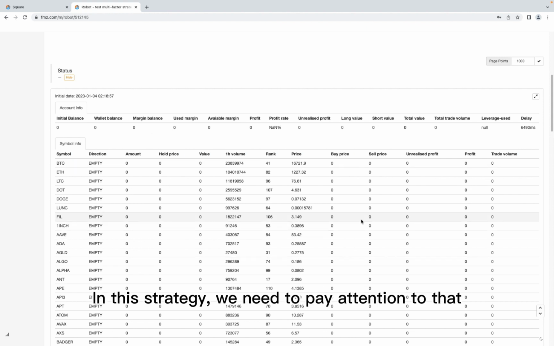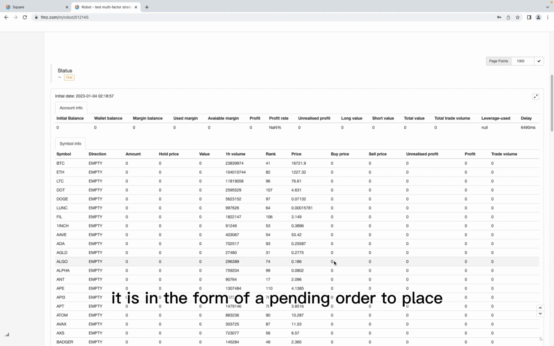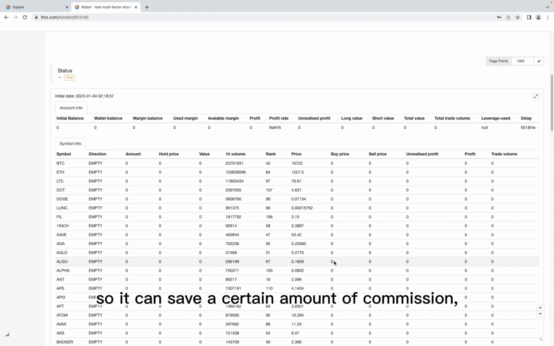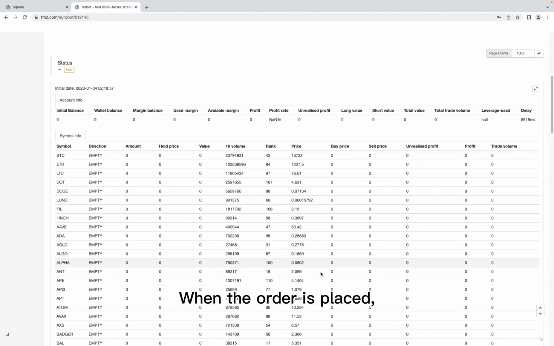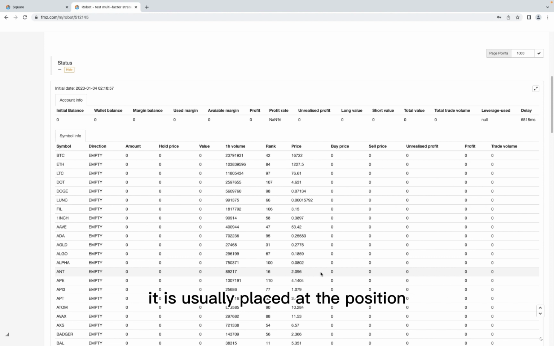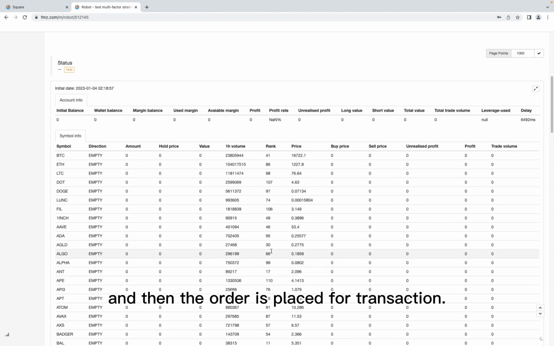In this strategy, we need to pay attention to the fact that it places transactions in the form of pending orders. That is, it is not active in taking orders, so it can save a certain amount of commission, because the maker's commission will be lower. When the order is placed, it is usually placed at the buy one and sell one position of the market, and then waits for the transaction.